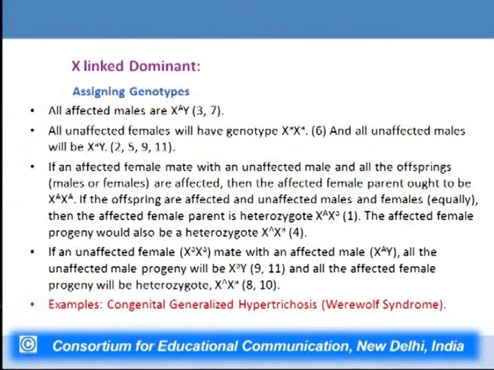The affected female progeny would also be heterozygous, that is X capital A and X small a. If an unaffected female, X small a X small a, mates with an affected male, that is X capital A and Y, all the unaffected male progeny will be X small a and Y, and all the affected female progeny will be heterozygous, that is X capital A and X small a. Examples of X-linked dominant diseases are congenital generalized hypertrichosis, or Werewolf syndrome, which is signified by a large amount of hair on the body.